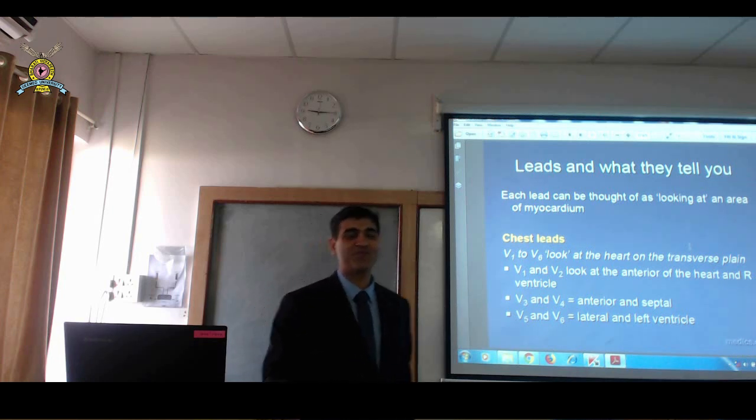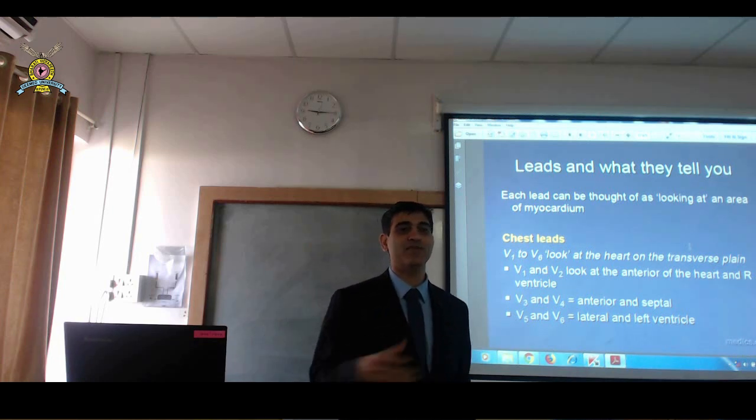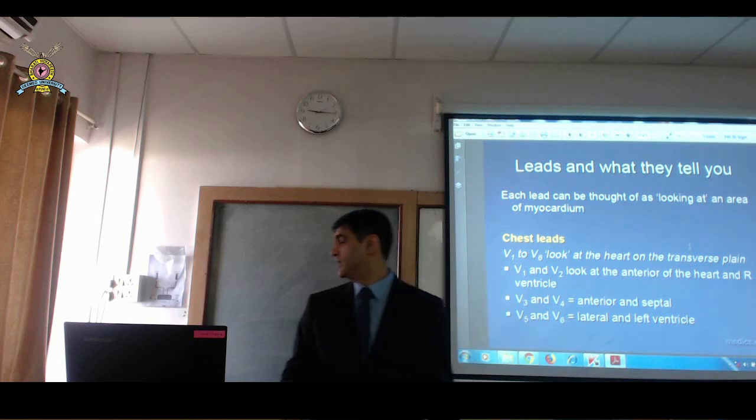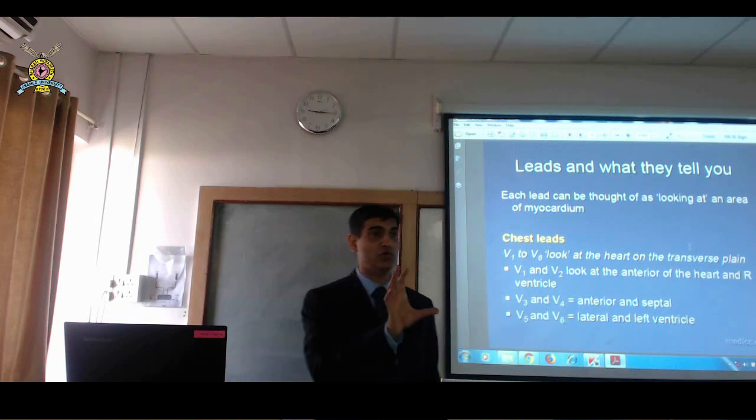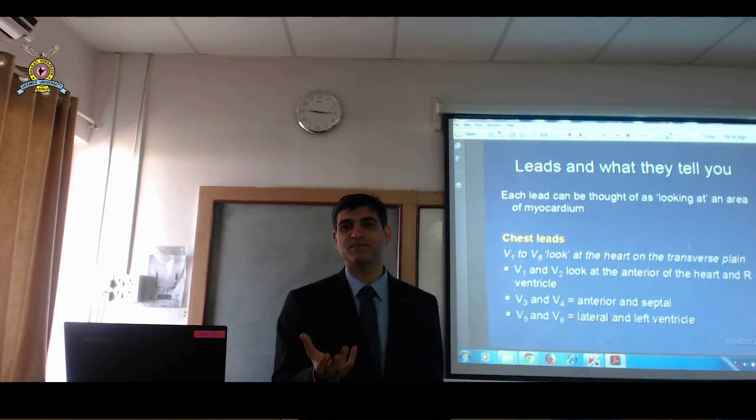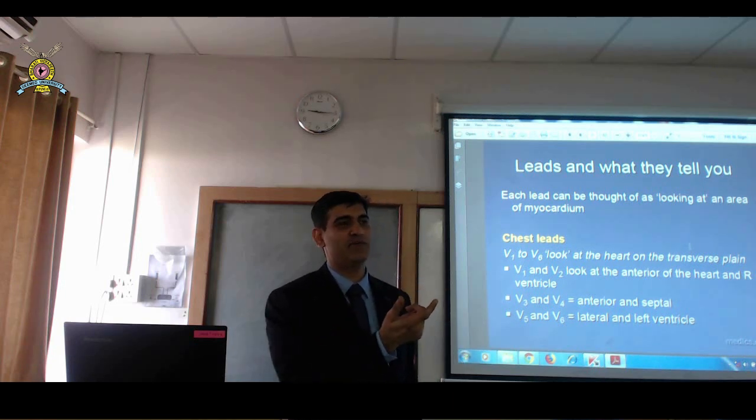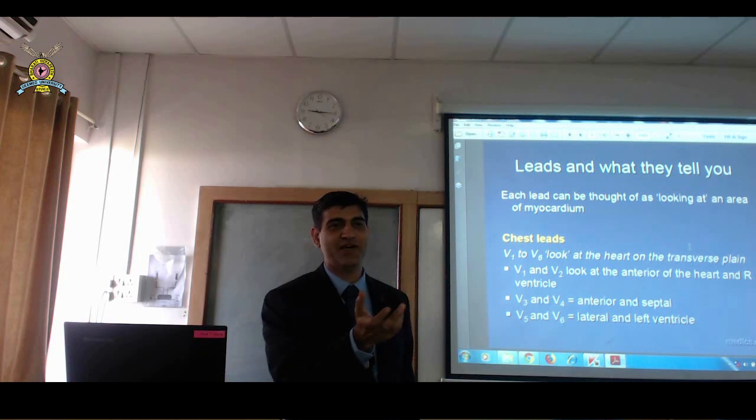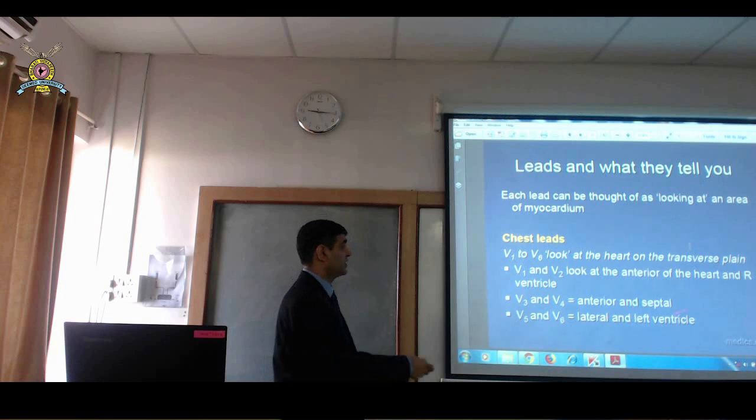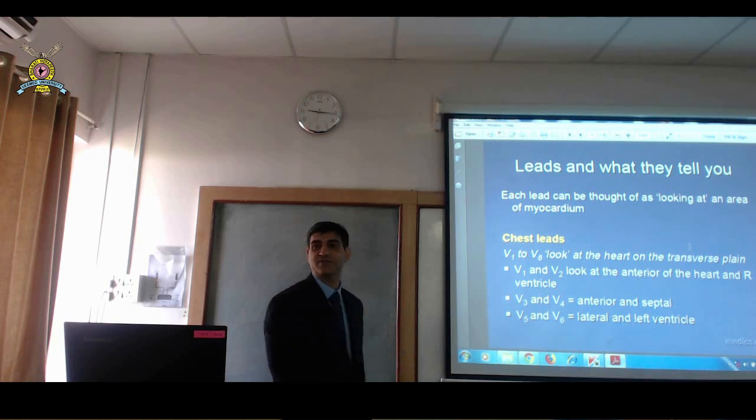So actually, the right ventricle makes up most of the front of the heart. Only a little strip is the left ventricle. I don't have a model. Next time I'll get a model of the heart and show you how the heart actually sits. Why is it important? Because your electricity is going to come from there. If you don't know which ventricle sits where, you will not be able to understand. That's why I tell you here, V1, V2, look at the right ventricle, because the right ventricle is on the front.